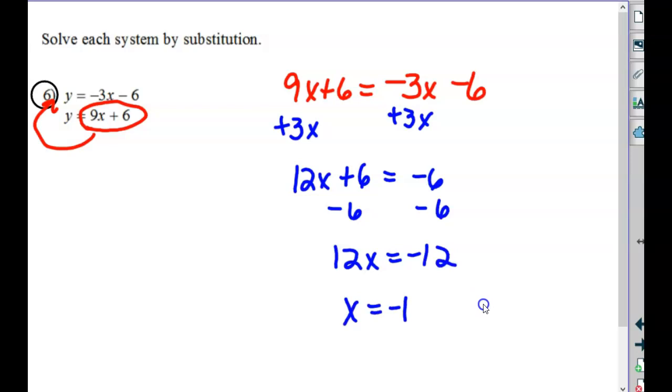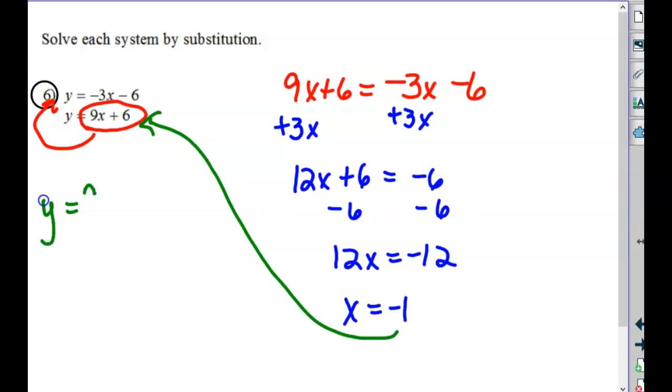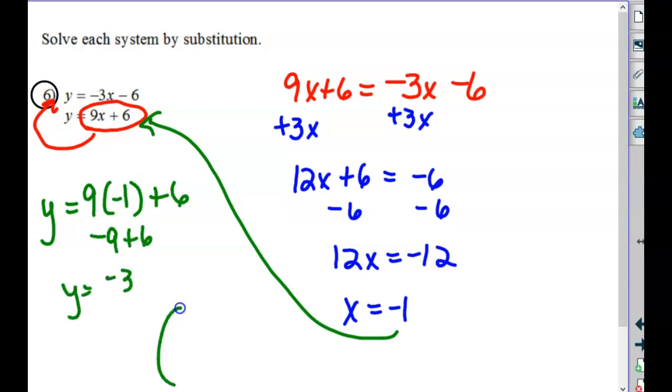Did anybody else get -1? Okay. What do you have to do to finish solving though? Yeah, put it back in either one, doesn't matter. So we get y equals 9 times -1 plus 6, which would be -9 plus 6, or -3. So I have as an ordered pair for an answer -1, -3.